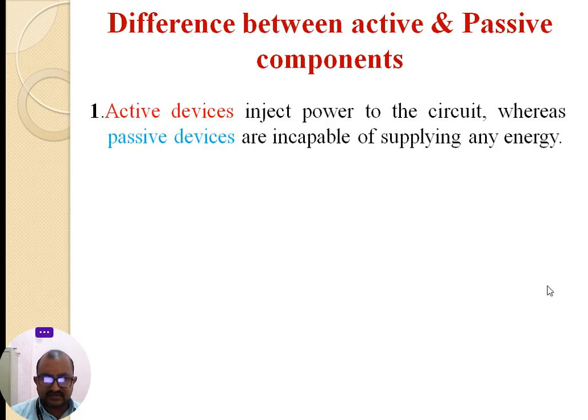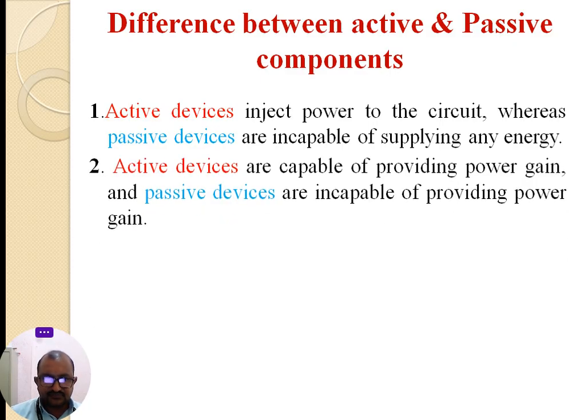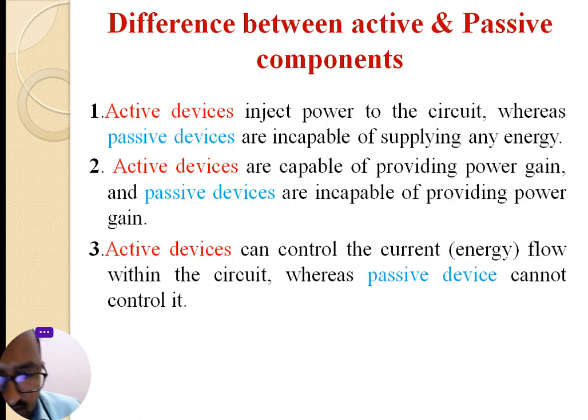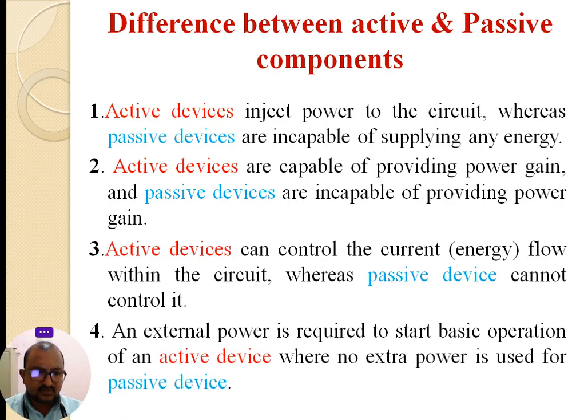The difference between the active device and the passive device: the active device injects power into the circuit, whereas passive devices are incapable of supplying any energy. Active devices are capable of providing power gain. Passive devices are incapable of providing power gain. Active devices can control the current and energy flow within the circuit, whereas the passive device cannot control it. An external power is required to start the basic operation of an active device, where no extra power is used for the passive device.